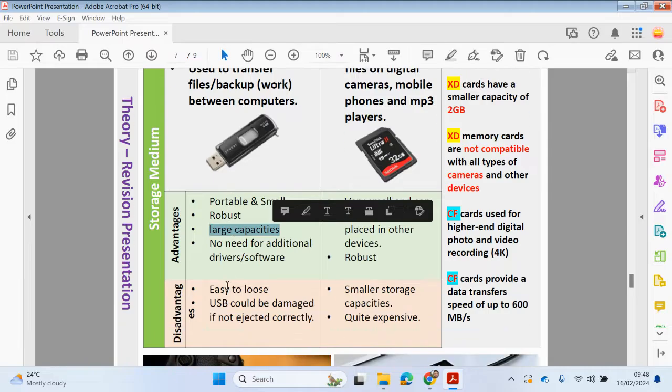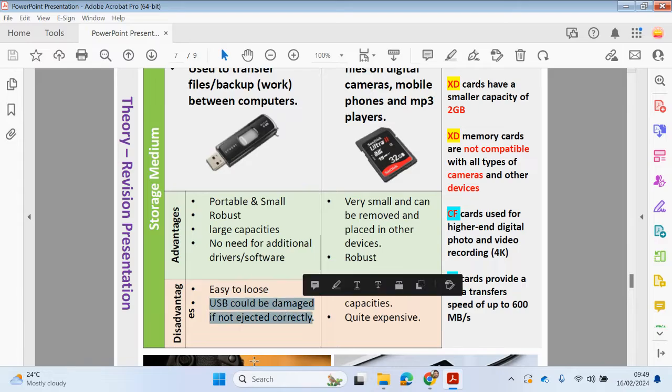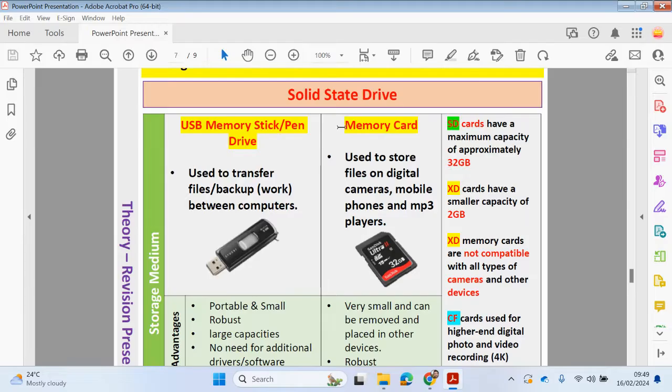However, they could be easy to lose. USBs could also be damaged if not ejected correctly. Both things have happened to me. Once upon a time, I lost a USB stick in a taxi and I was gutted. I'd lost a lot of work and hadn't backed it up. And if you don't eject a USB stick properly, then the next time you plug it in, it may not be able to read the data from the USB drive. Also, memory cards.